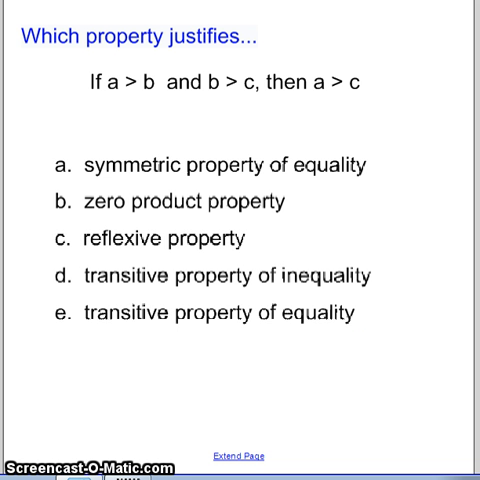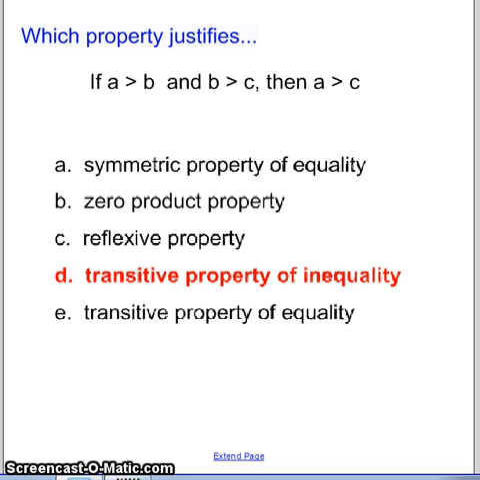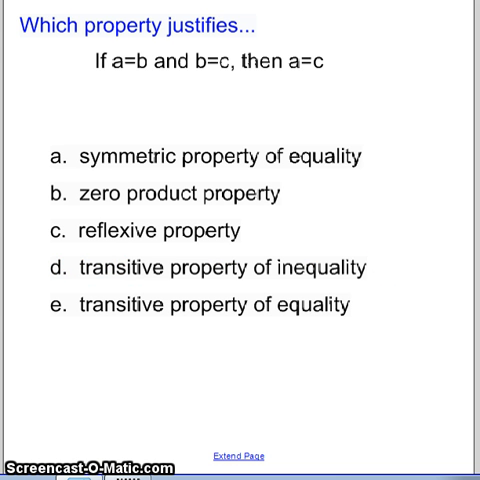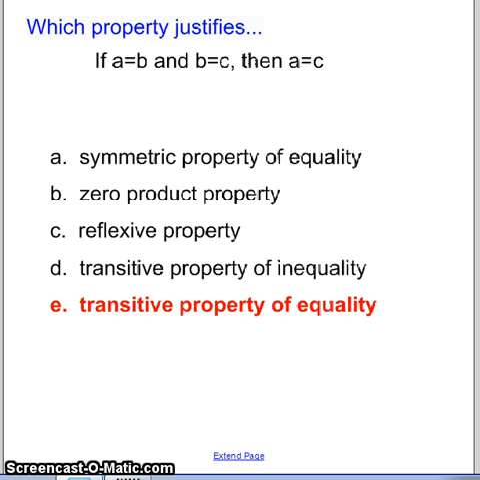If A is greater than B and B is greater than C, then A is greater than C. We have three things being compared, like a tricycle that's always going to be transitive. And since these are inequality symbols, that's going to be the transitive property of inequality. Here we have three things being compared, and this time they're equals. So this one will be the transitive property of equality.